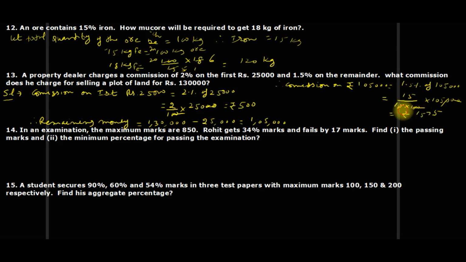So he will earn 1575 on this money, 500 on this, therefore total commission would become 1575 plus 500, which is 2075 rupees, right? Now we will move on to question number 14.